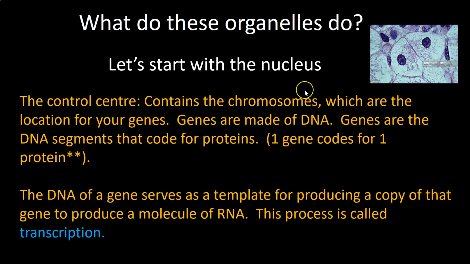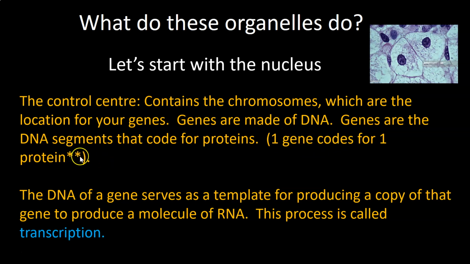In case you don't know what chromosomes are, a chromosome is basically a massive length of DNA, which is split into segments. Each segment you could consider as a gene. So genes are the DNA segments that code for proteins. And essentially, if this is a bit of a generalization, it says here one gene codes for one protein.